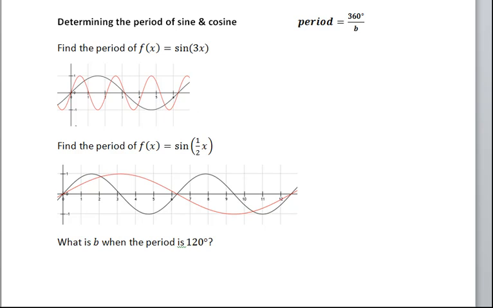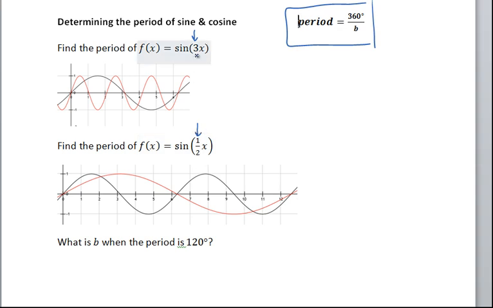Okay, so what we had looked at was changing the period of sine and cosine, right? By default, sine and cosine have a period of 360 degrees. So what we can do is change it, and here's the formula for period. Period is equal to 360 degrees divided by b. So what is b? b is this number here, which tells us about our horizontal stretch or compression.